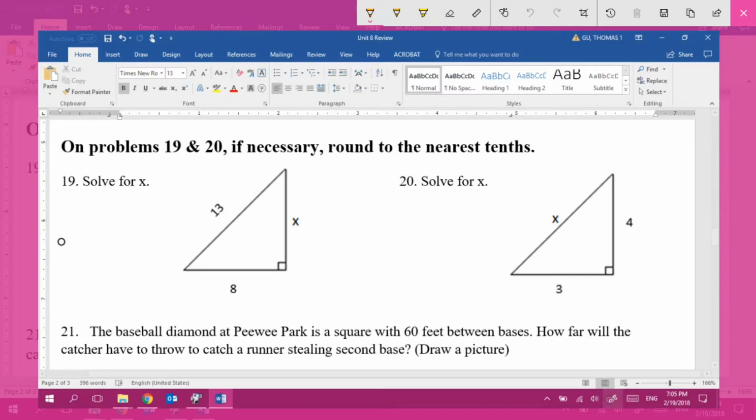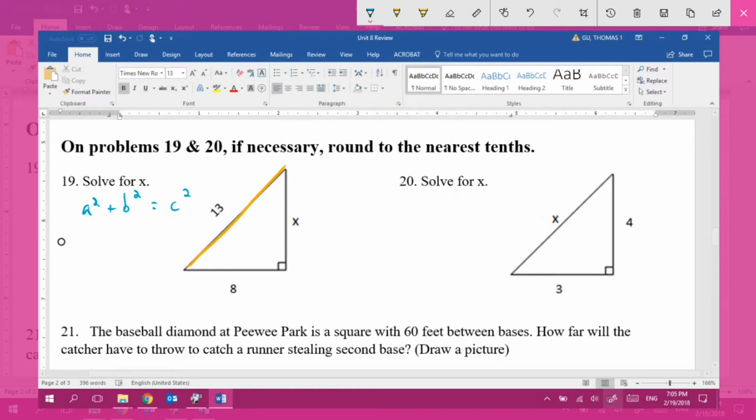So remember, the Pythagorean theorem is a squared plus b squared equals c squared. It doesn't matter which sides a and b are, but c always has to be the longest side. So look at this triangle. Which side is the longest side? Which one's the hypotenuse? That's this side over here, 13. So c is 13, and a and b can just be 8 and x.